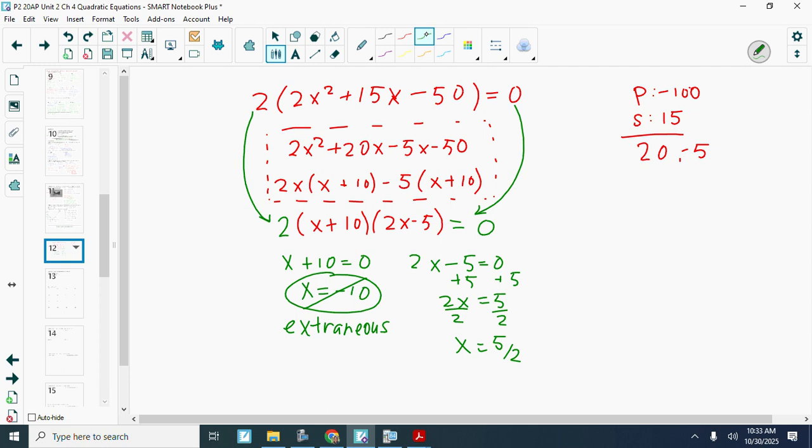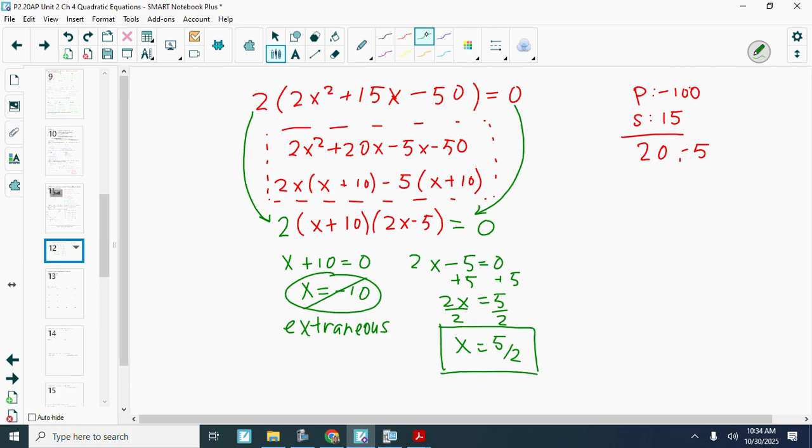But if a question says, explain why it's extraneous, then you would need to go back to the context, because a negative width doesn't make sense. You can't have a negative width. Don't just say it's extraneous because it's negative. You just need to build that up a little bit. All right, so here we go.